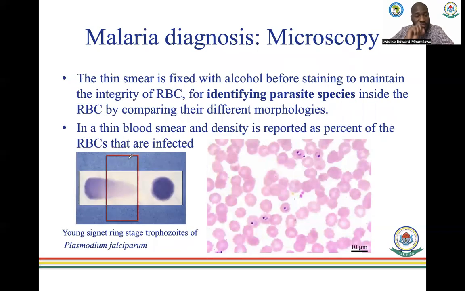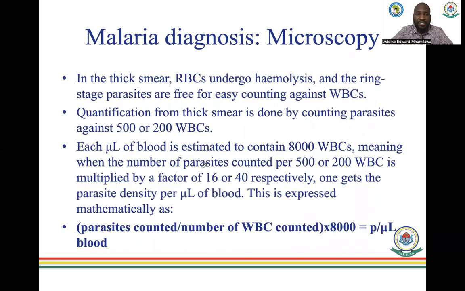So you can see here, in this case, you have a thin smear, which is usually fixed in alcohol before staining so that it maintains the integrity of the red blood cells so that you're able to identify parasite species. Different parasite species can be identified by how they change the morphology of the red blood cells. So in our case, you could have red blood cells here that are infected, and they have these signet rings, trophozoites, that can be counted as what percent of the red blood cells are infected. This thin blood smear will help you to identify the species level.